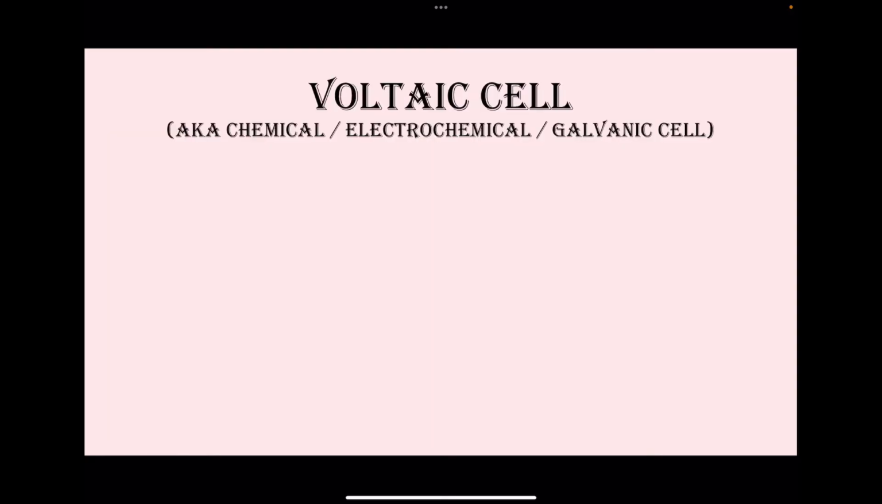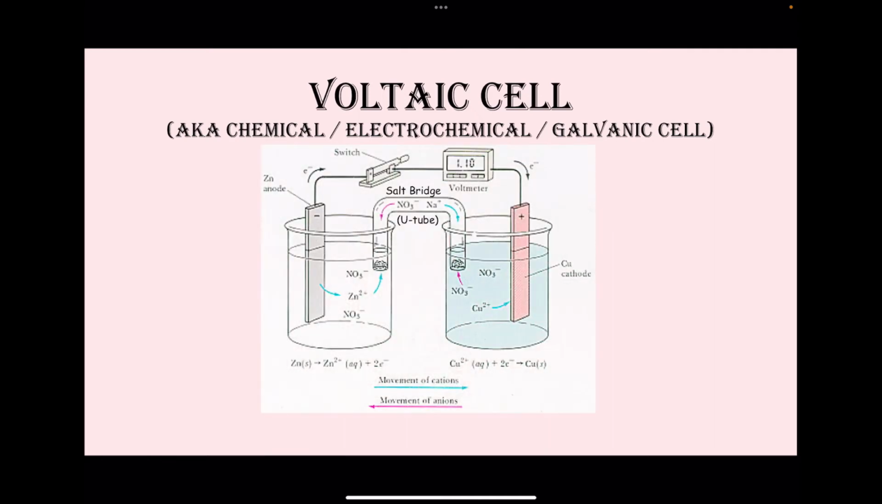All right, so let's talk about the voltaic cells. Remember, these are the different names that we can use for voltaic cell. This is the quick setup for a voltaic cell. So we have two chambers, and then the two chambers are connected by a salt bridge.